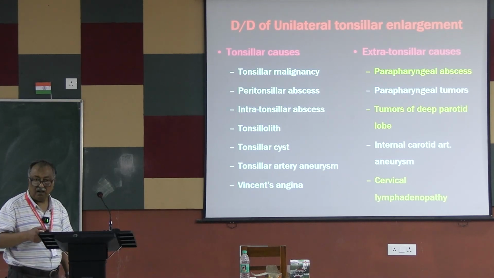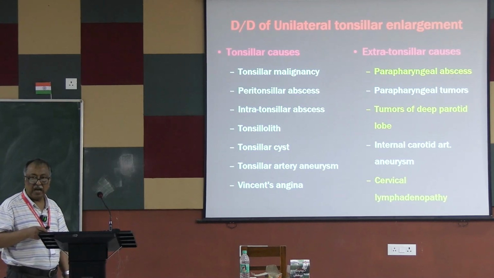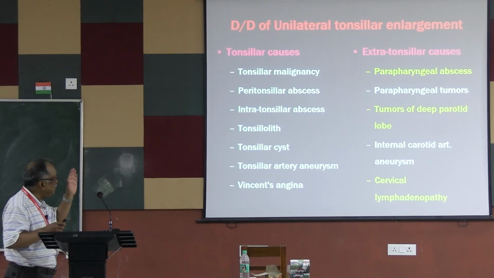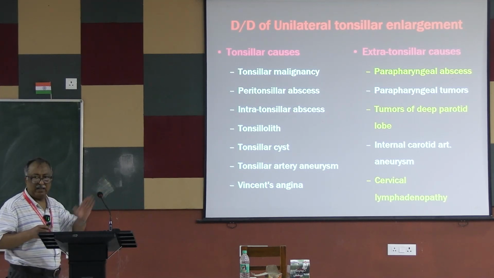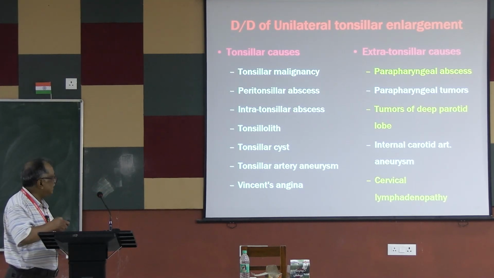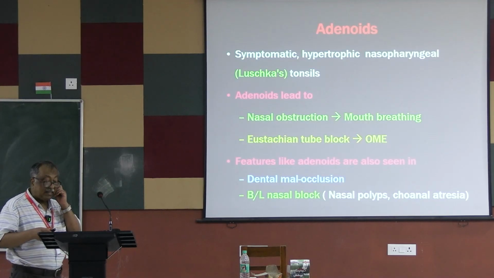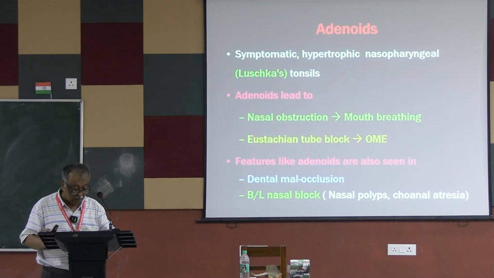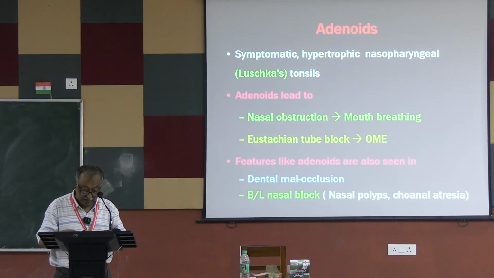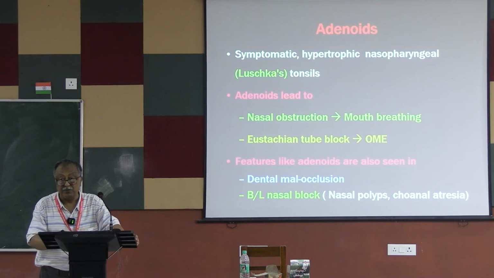So, bilateral enlargement of the tonsil, we are not very scared of. But when we see an aged patient, or even a young one, with a unilateral enlargement of the tonsil, we are scared because that can be a lymphoma. Mostly, unilateral enlargement of the tonsil is lymphoma. It needs an excision biopsy.